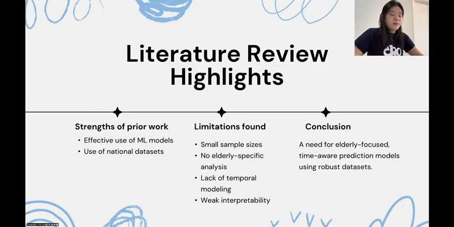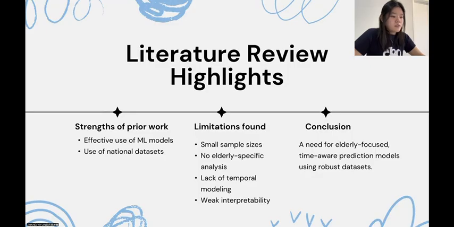I reviewed 10 major studies. I found that many previous studies had some clear strengths. Most of them made effective use of machine learning models and relied on large-scale national datasets, which added credibility to their results. However, I also noticed several important limitations. Many studies had small sample sizes or didn't specifically focus on elderly populations. More importantly, they often ignored the temporal nature of hypertension, which is a progressive, time-sensitive condition.